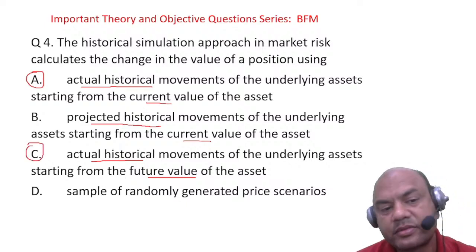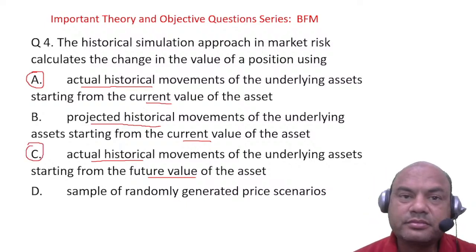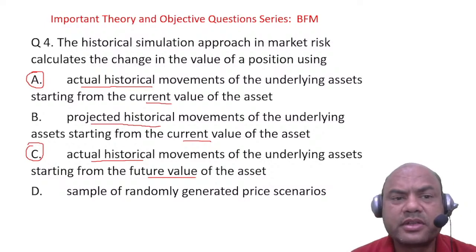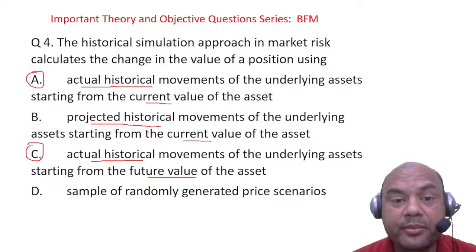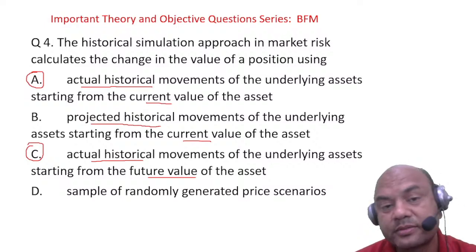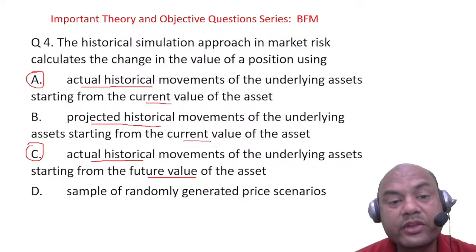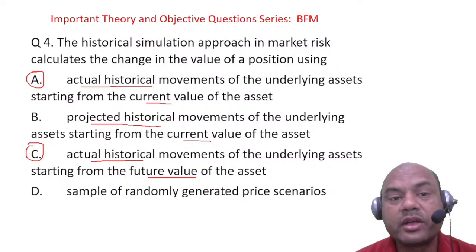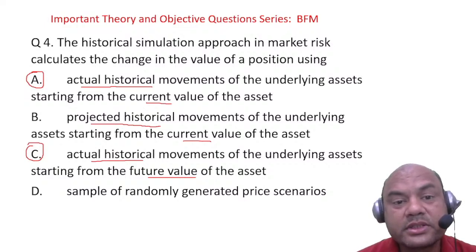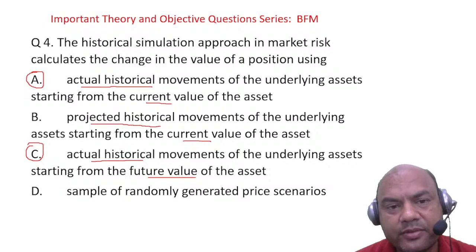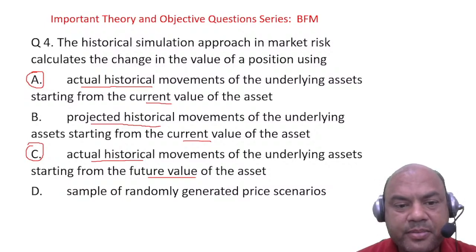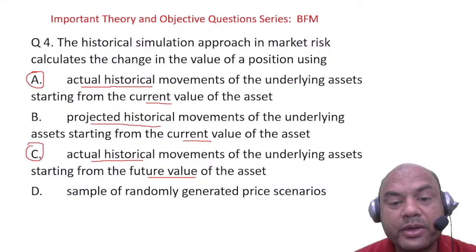Think over it. A and C. What do you think should be the answer? Think over it logically also. Suppose you don't know the answer, in exam it happens many times that you don't know the answer. So in that case, what will you do? You should go on this elimination method. Randomly generated, first eliminate that. Nothing is randomly generated in statistics. Then projected historical movements. How can the historical movements be projected?